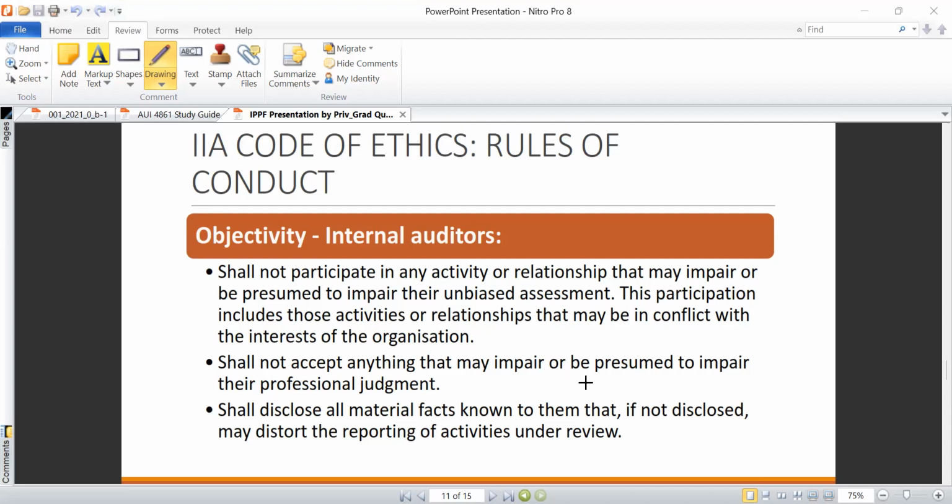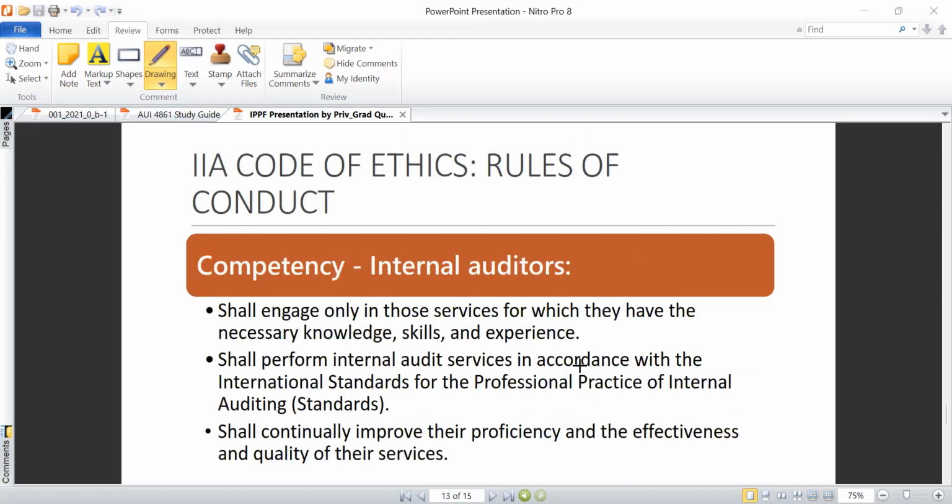Then number three, we deal with confidentiality. Just as... sorry, this is competency, not confidentiality. So competence, like I told you, has three important elements: skills, knowledge, experience. So we are only expected, according to the first rule of conduct, to participate in audit assignments to which we have got the relevant knowledge, skill set, and experience level.